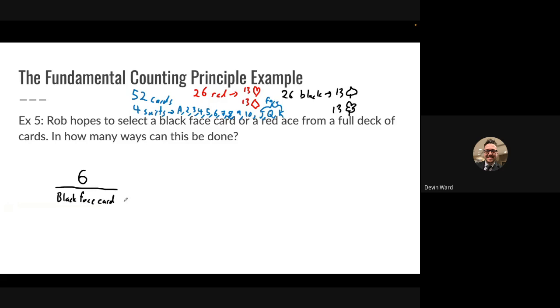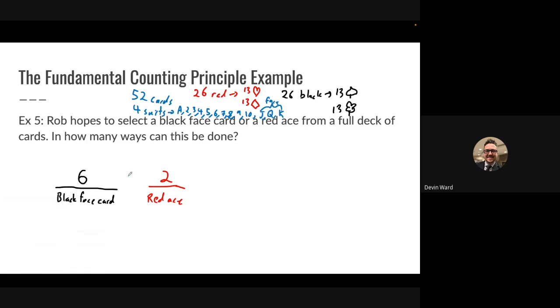Okay. And then how many red aces can we have? Each red suit will have an ace. So we have an ace of hearts and an ace of diamonds, but that's it. So we have 2 red aces.